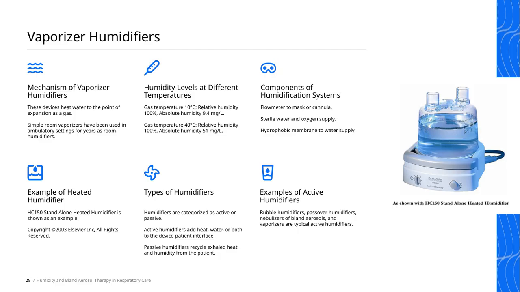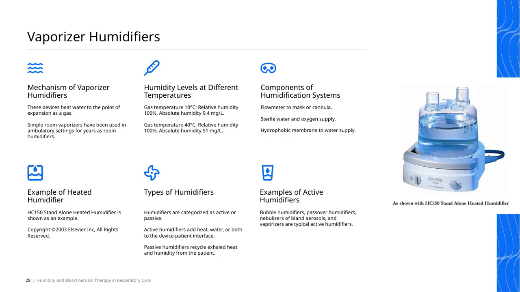Now, focusing on active humidifiers, the HC150 stand-alone heated humidifier is a good example. It includes components like a flow meter, which connects to the mask or cannula, a sterile water and oxygen supply, and a hydrophobic membrane that ensures water doesn't enter the gas stream but allows humidification to occur.